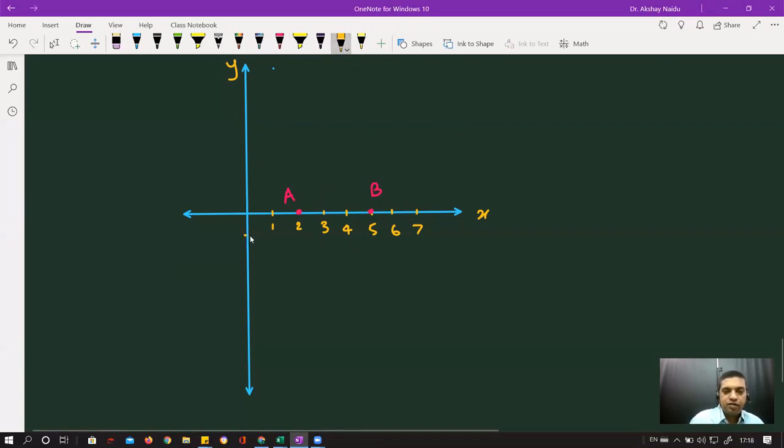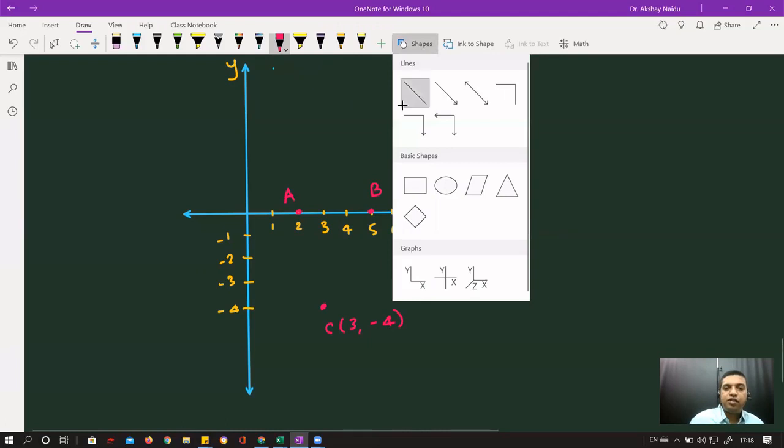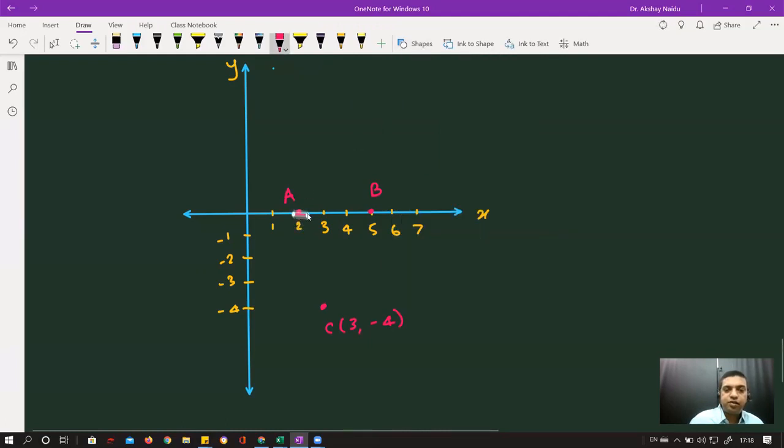So, minus 1, minus 2, minus 3, minus 4. So 3, minus 4: 3 units on X, 4 units downwards on Y. This is your point C. Now I can draw a triangle joining A, B and C. All right. Now this is a triangle joining ABC.